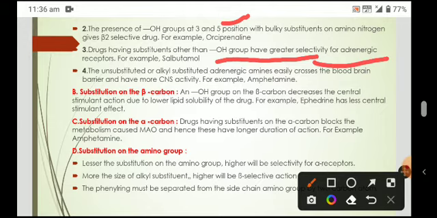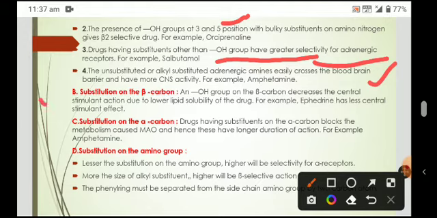The fourth point is that unsubstituted or alkyl substituted adrenergic amines easily cross the blood-brain barrier and have more CNS activity. If the structure of beta-phenylethylamine has an alkyl substitution or an unsubstituted amine group, then it will cross the blood-brain barrier and have more potent CNS activity. An example is amphetamine.